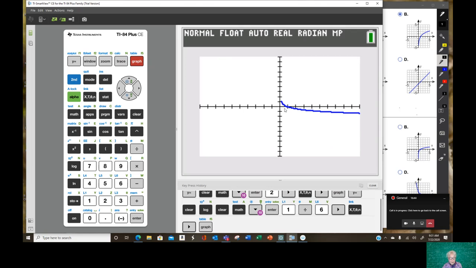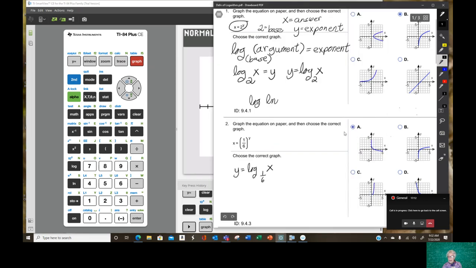Now this is turned over, as you can see from the other one. The other one looked like this. This one looks like this graph, and it doesn't start there. It actually continues up, up, up, up forever, always getting closer and closer to the y-axis. But now we know what it looks like. We can go over here and click on A. And there you have it. Kind of strange, but that's the way it is.